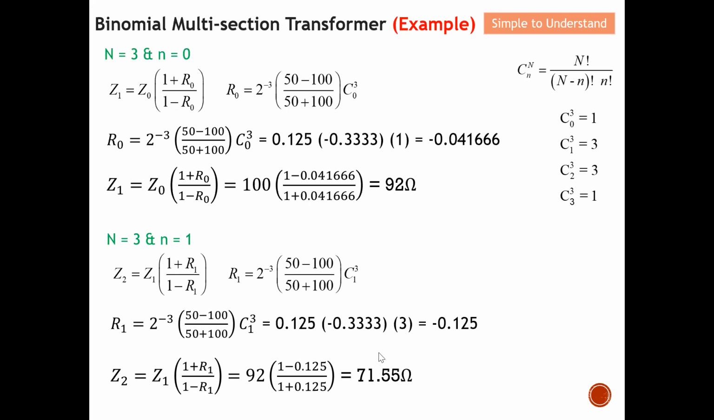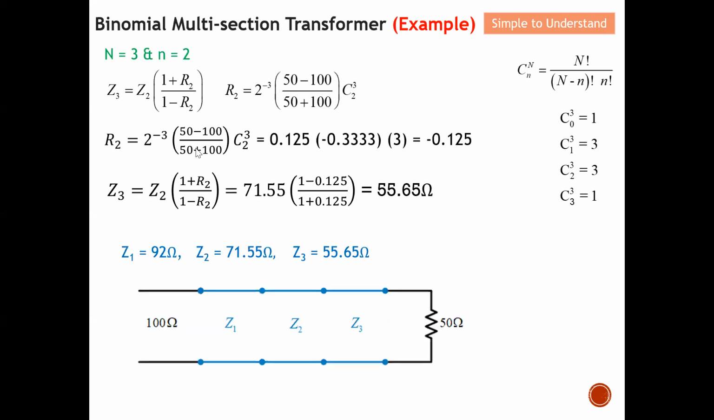So from here, you calculate that Z2 will be equal to 71.55 ohm. So basically, this will be the second section of the multi-section transformer using binomial. Okay, so the last but not least, the third section of the multiple section transformer. I believe you shouldn't have any difficulty.